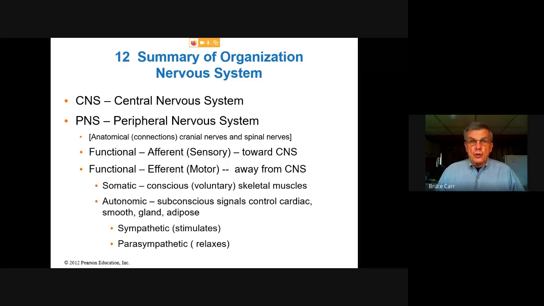The other functional unit comes after we've received all those sensations, compared them with our memories, our knowledge, our skills, and we basically decide to do something. We send a message out to our so-called effectors. So muscles, glands, and fat can all be affected by this second efferent system. They are the motor nervous system. Those signals go away from the central nervous system.